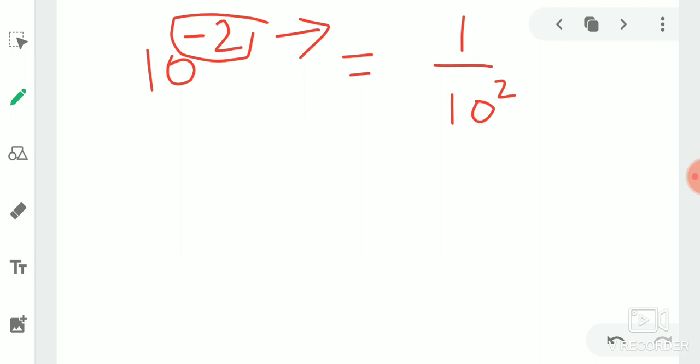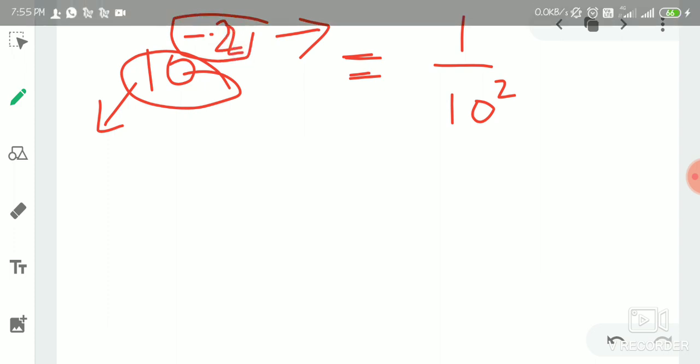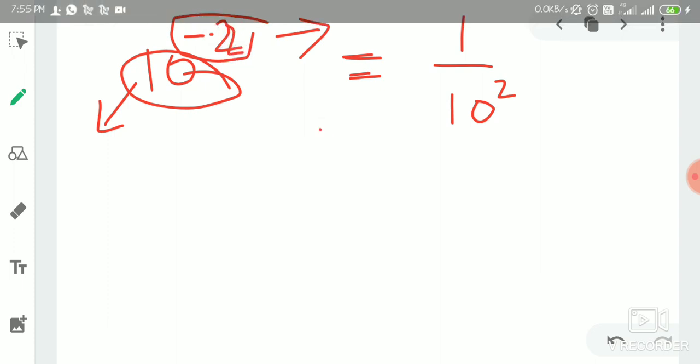Whenever we have a negative integer exponent, we will write the reciprocal of the base if that exponent is negative.